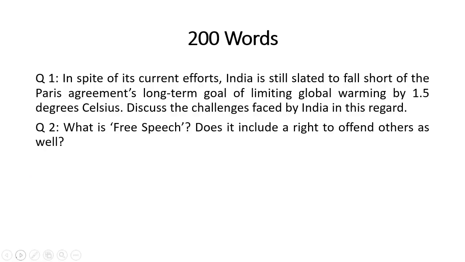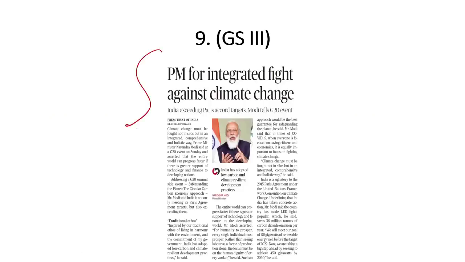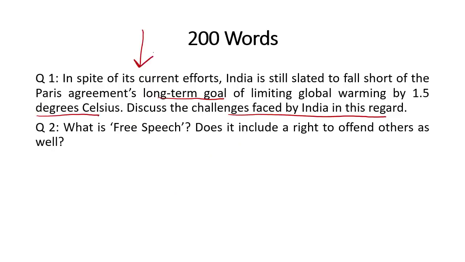Number one, in spite of its current efforts, India is still slated to fall short of the Paris Agreement's long-term goal of limiting global warming by 1.5 degrees Celsius. Discuss the challenges faced by India in this regard. Why? Because Prime Minister Modi, addressing a G20 event, called for an integrated fight against climate change. Basically, Prime Minister Modi is saying that we are exceeding the Paris Accord targets, but despite that, we may fall short of the long-term goal, which is to limit global warming by 1.5 degrees Celsius.